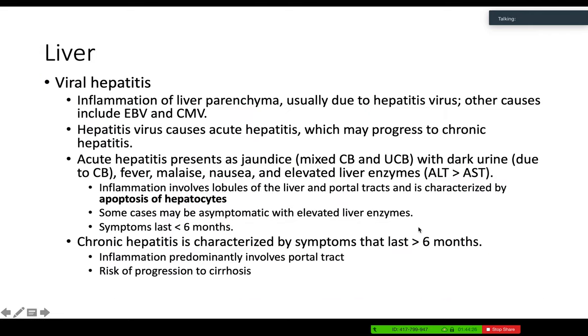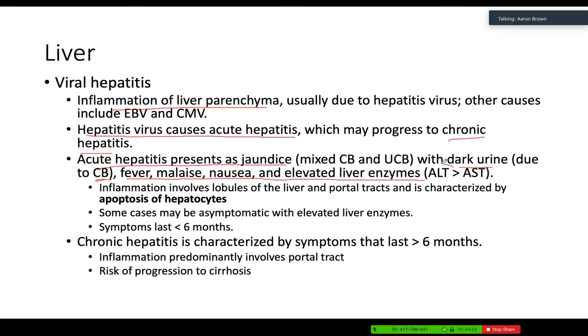Great. So, different types of viral hepatitis we need to discuss. These are all inflammation of the liver parenchyma. Hepatitis virus causes acute hepatitis, which may progress to chronic in some cases, depending on the viral cause. Acute hepatitis presents as jaundice with dark urine due to that conjugated bilirubin. Fever, malaise, nausea, and elevated liver enzymes.